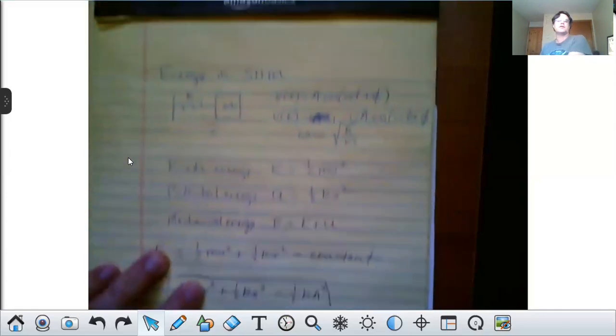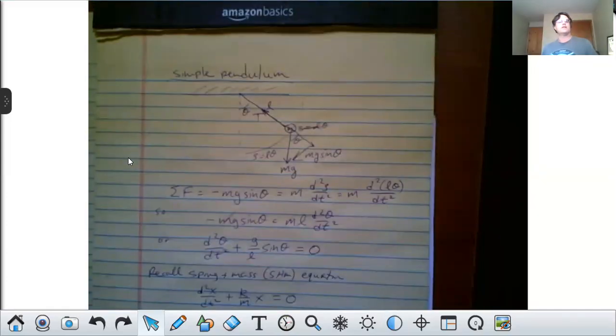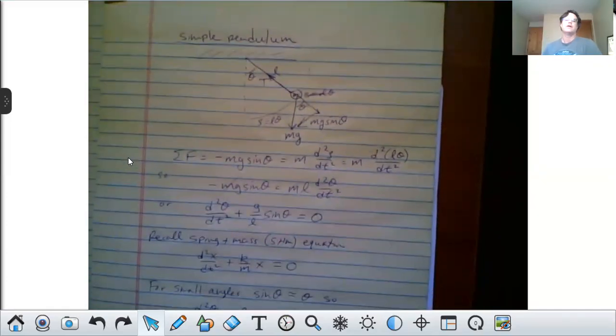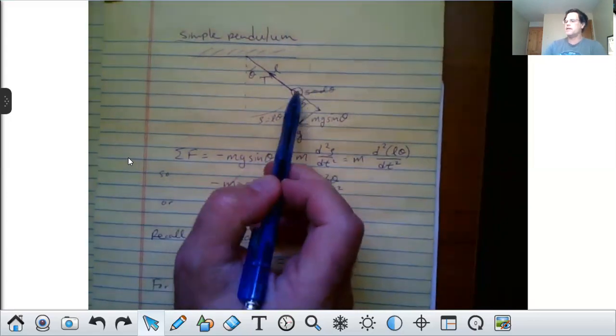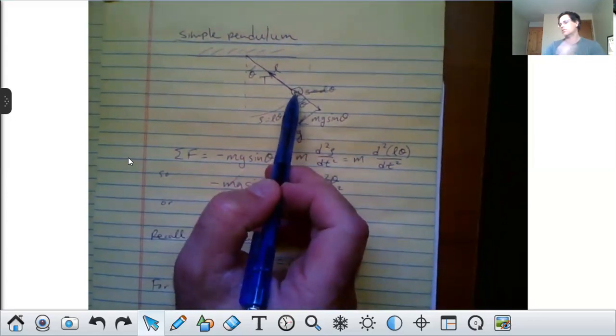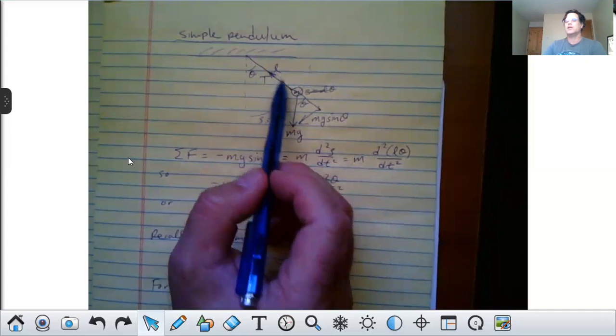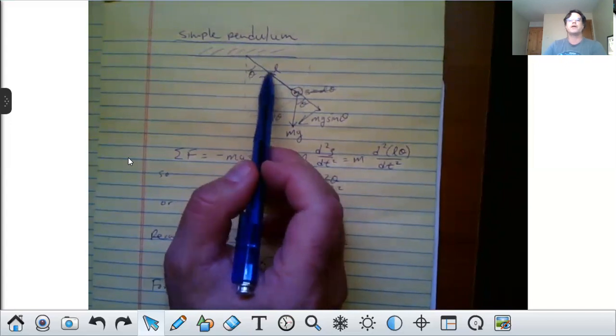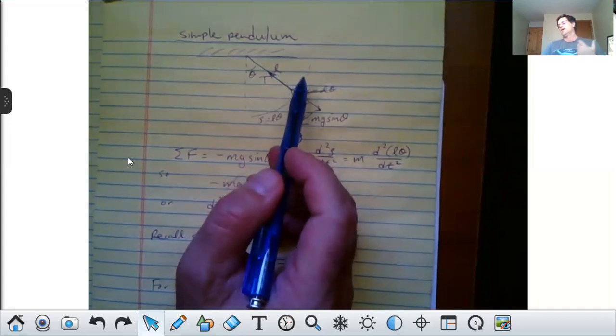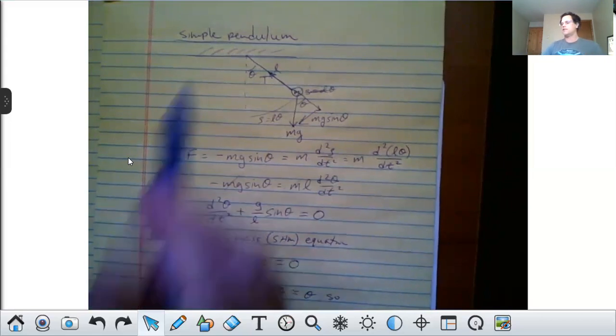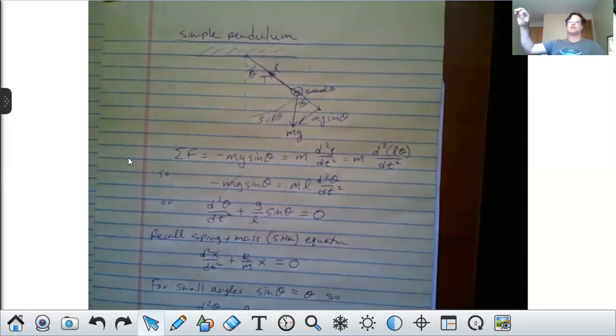So let's look at another example, the simple pendulum. Now, a simple pendulum, what I mean is I've got a mass m, like maybe a rock or something, tied to a light string or a cord of length L. It's hanging from a support right here. I'm going to displace it, let it go, and it will just swing back and forth.